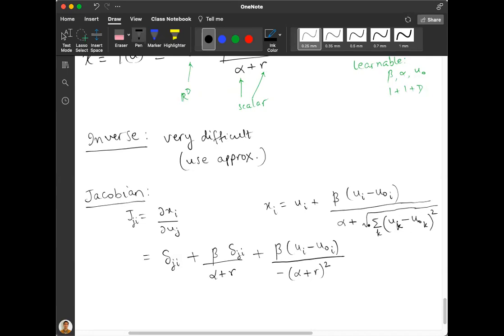So what is the derivative of the square root of something? It is 1 upon twice of that thing, so 1 upon 2r basically, times the derivative of the thing inside with respect to j now. So this will be twice of (u_j minus u_0j). Am I correct? Did I do any mistake here?